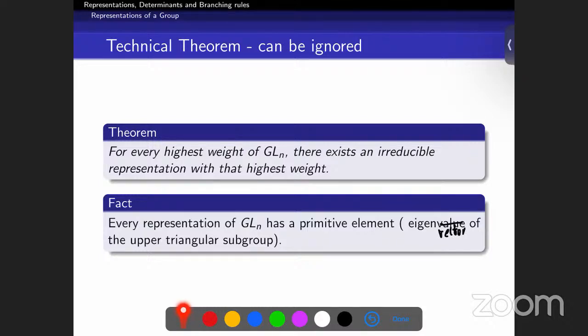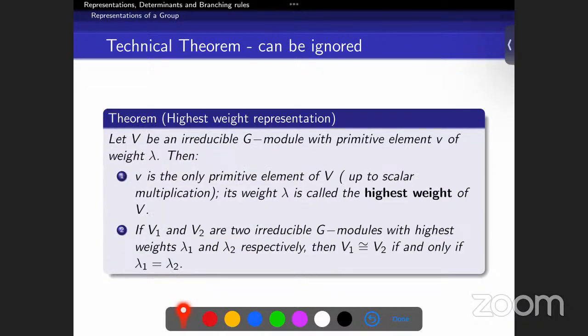So eigenvector of the upper triangular matrices. This is something which comes from Cartan's theorem. Now, this is one of the technical theorems from Lie theory, which is called the highest weight theory, or highest weight representation. So if we take any irreducible G module with a primitive element, we already know that every representation of G has a primitive element, and this primitive element has some weight lambda.